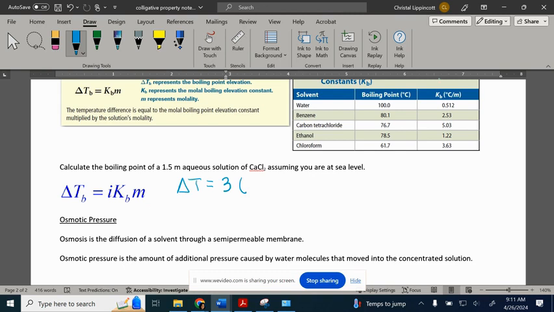My Kb value, I'm going to find my substance. This is aqueous. So what substance is that? Going to the aquatic center, what are you going to do? Water, exactly. So this is aqueous, so it's going to be water. So we're going to pick that out of here. So my Kb value is 0.512. And my molality, they already have this calculated for us. So we don't have to calculate molality this time. We're just going to grab that value and plunk it in.